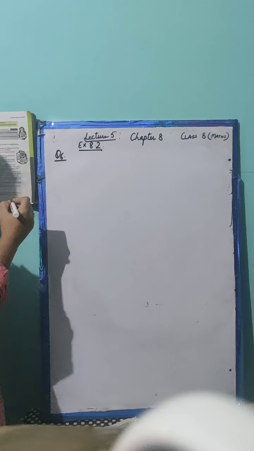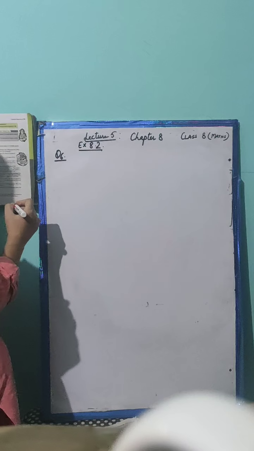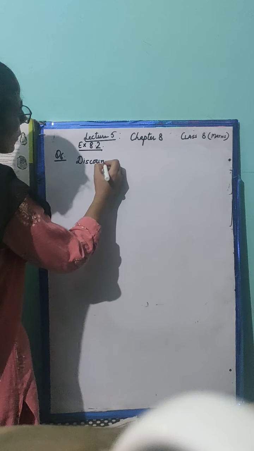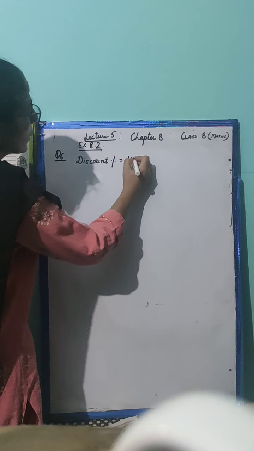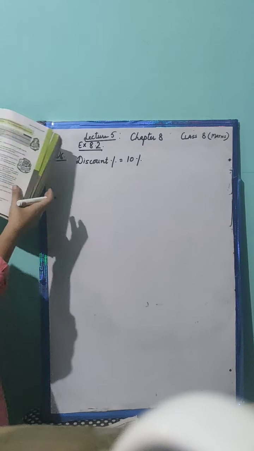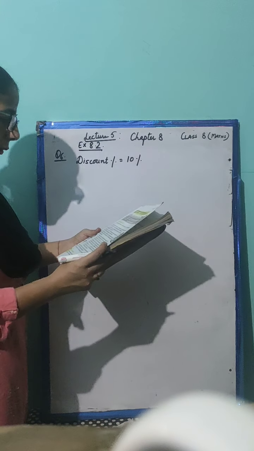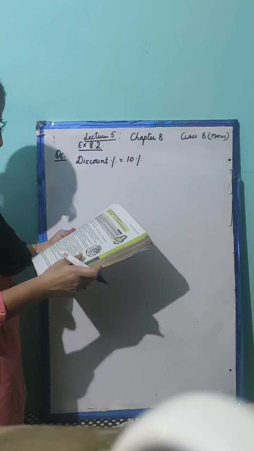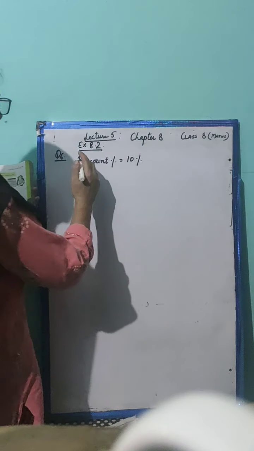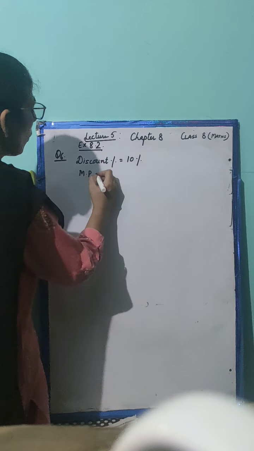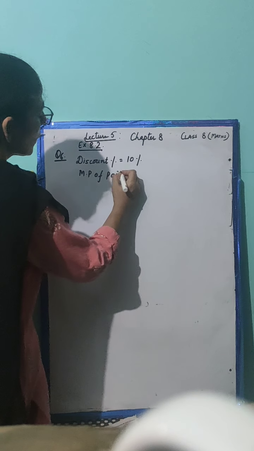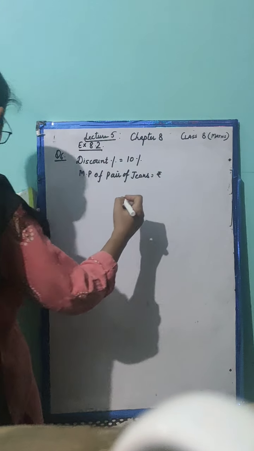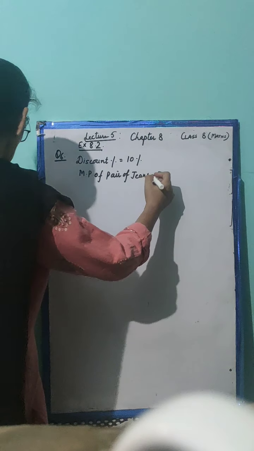What is given here? During a sale, a shopkeeper offered a discount percent of 10% on all the items. What does a customer have to pay for a pair of jeans? What is the marked price of the pair of jeans? It is rupees 1450.